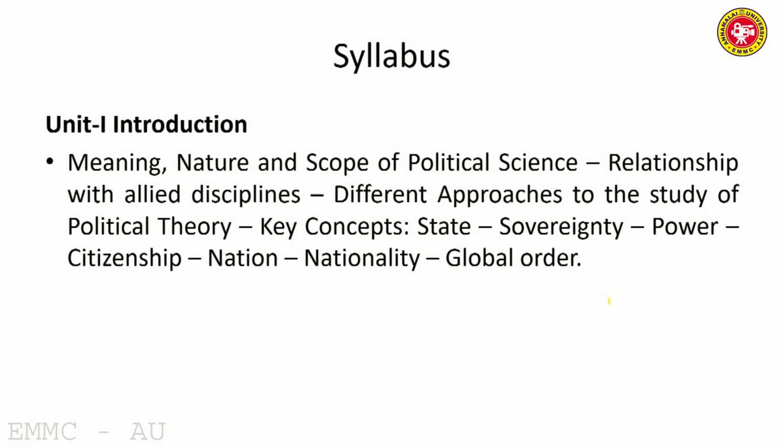So that is the introduction, the basic concepts to be gathered in the principles of political science. Unit 1 comprises the meaning, nature and scope of political science, its relationship with other disciplines, and various approaches related to political science, that means political theory. We are also going to look at key concepts like state, sovereignty, power, citizenship, nation, nationality and global order. These all come under the purview of the first unit, introduction.